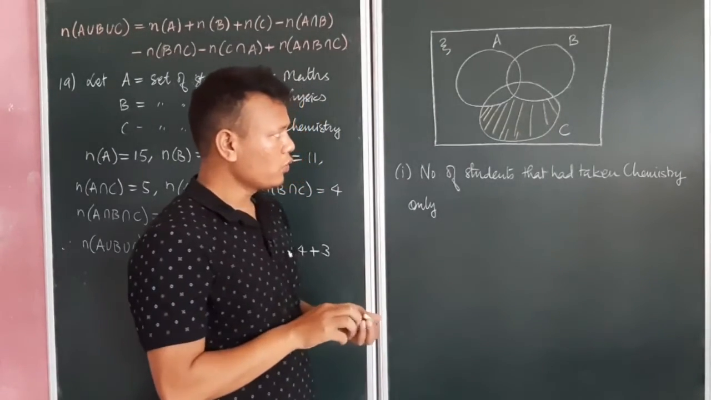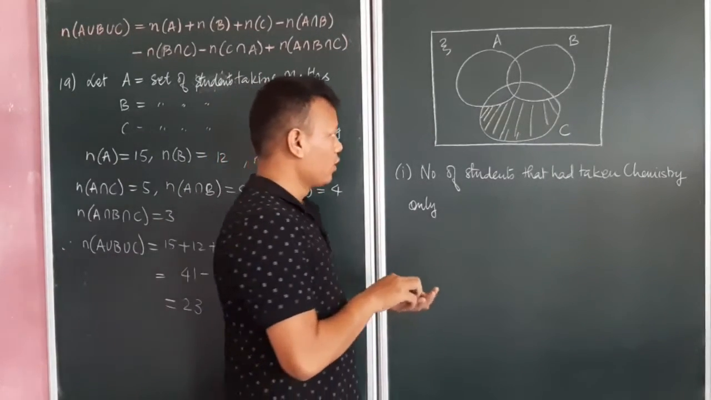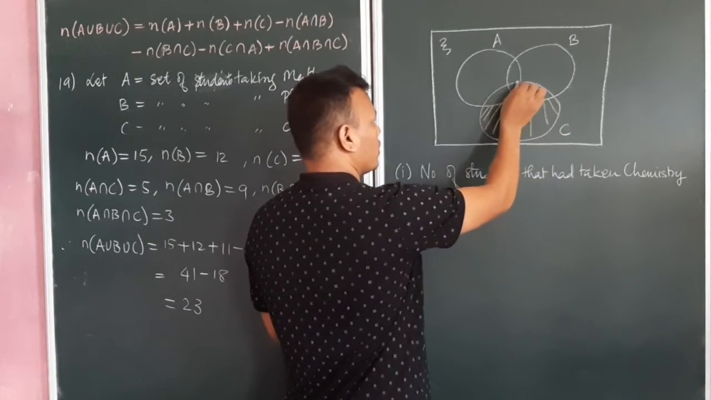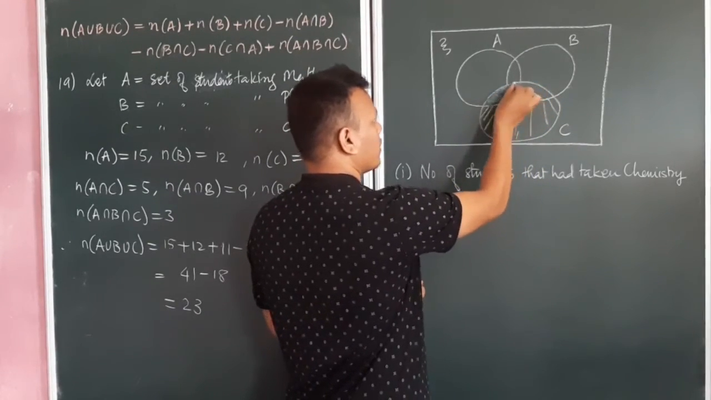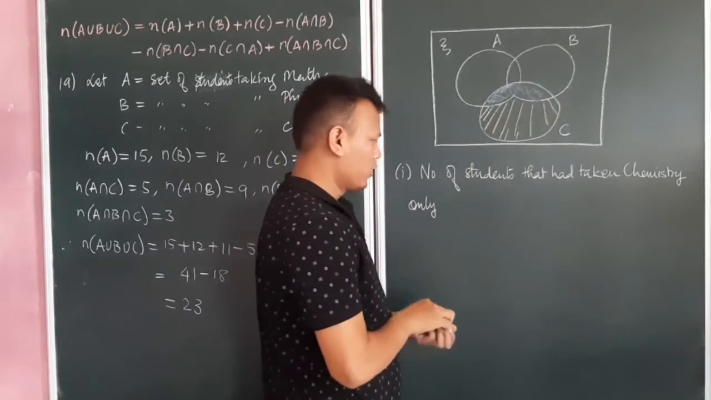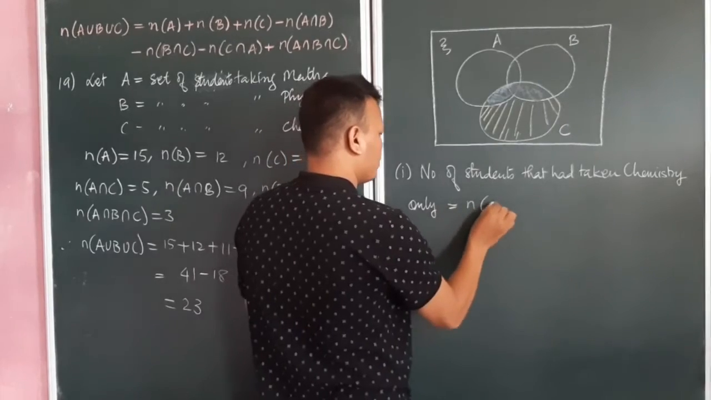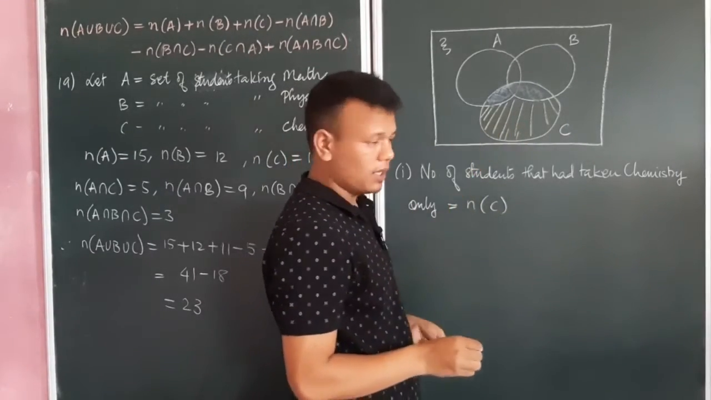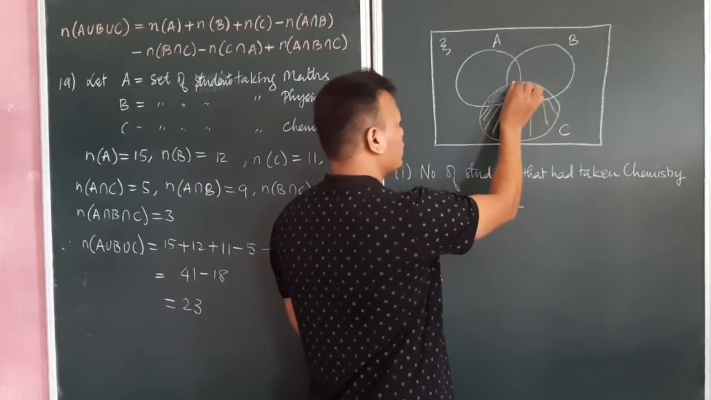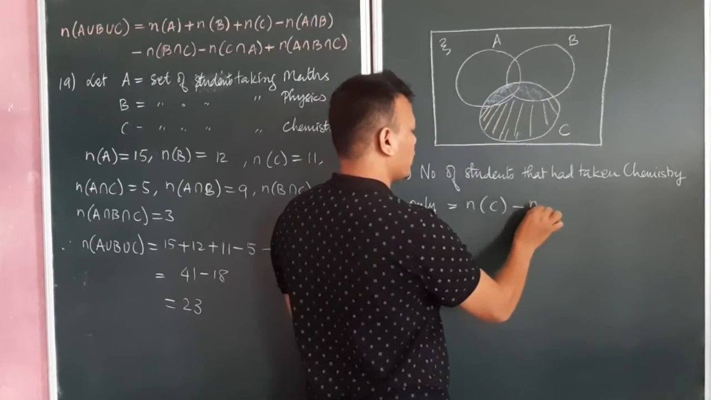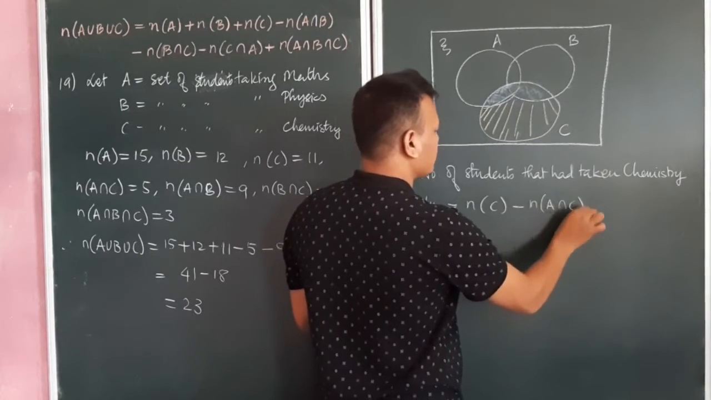So what am I going to do here? See here carefully, we will take C. From this C we will remove this part and this part. So this will be given by the number of people belonging to set C minus, now what is this? This is A intersection C, isn't it? So n of A intersection C.